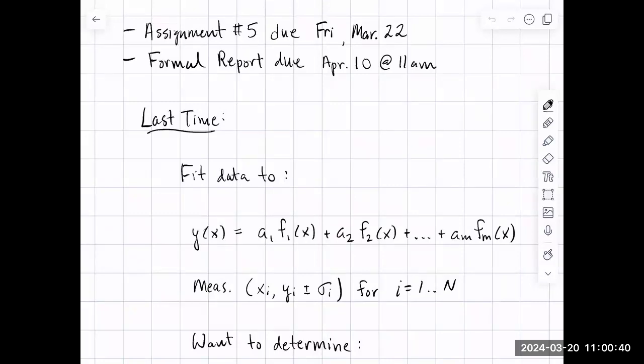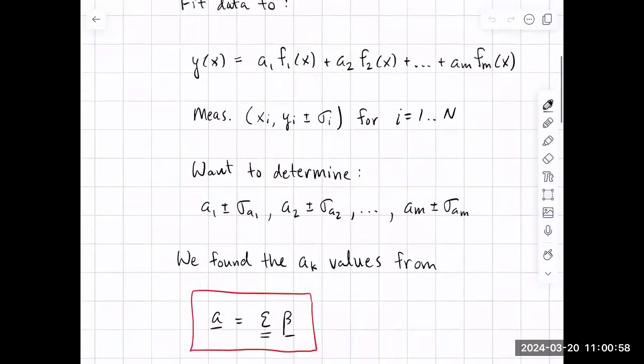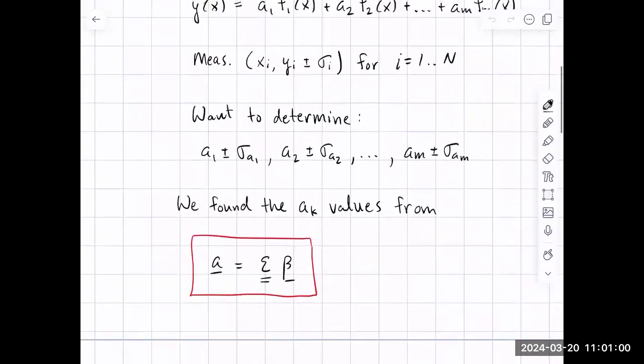Okay, so the idea as always is we imagine that we've measured a set of data x and y plus or minus sigma, and maybe there's n of those data points. And what we're trying to do is determine, based on those measurements, what are the best values for all the a coefficients, as well as their uncertainties.